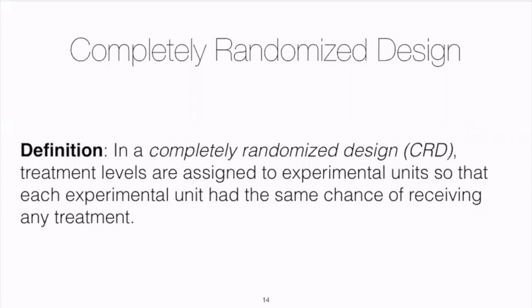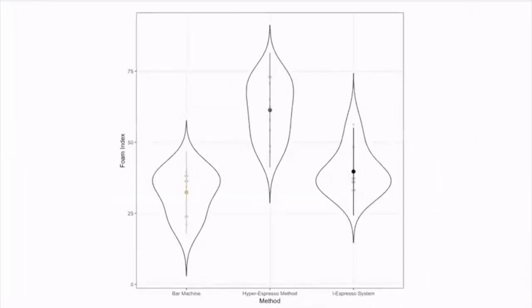So as an example of a completely randomized design, consider the espresso data set that we began analyzing at the beginning of this unit. And recall that the goal of this experiment was to evaluate and compare the differences in terms of quality between espresso coffee made using 3 different extraction procedures. One was the bar machine method, the second was the hyper espresso method, and the third was the iEspresso system. And quality, remember, in this experiment was measured in terms of the foam index.